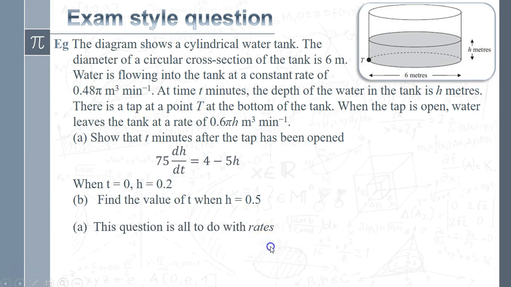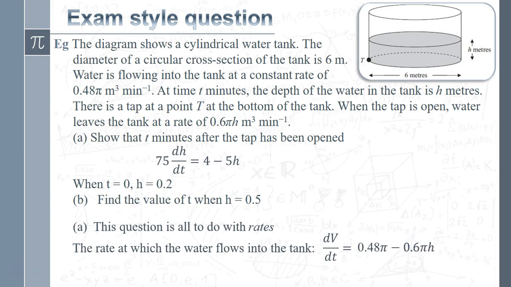So let's think about what rates we've got going on. We've got the rate at which the water flows into the tank. So that's going to be our change in volume over change in time. And we've got water flowing in, which is the 0.48 pi. We've got water flowing out, which is the 0.6 pi h. And what's happening there is the water flowing in is happening at a constant rate, whereas the rate at which the water flows out will depend on how much water is in the tank.